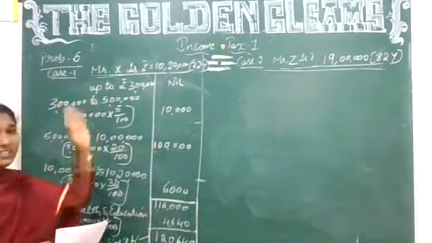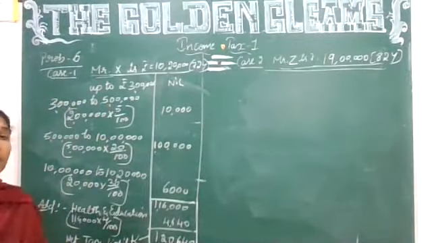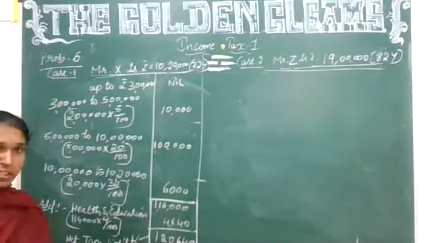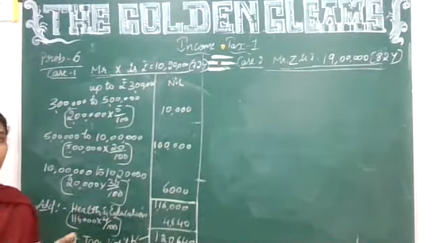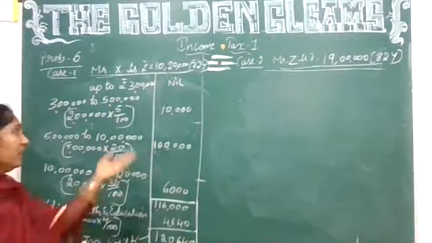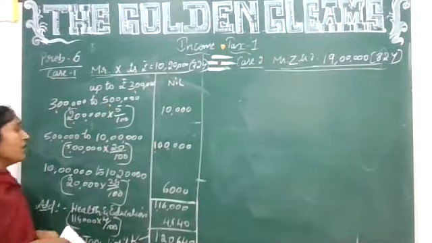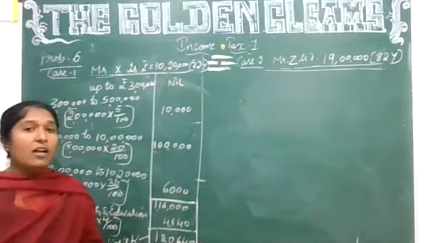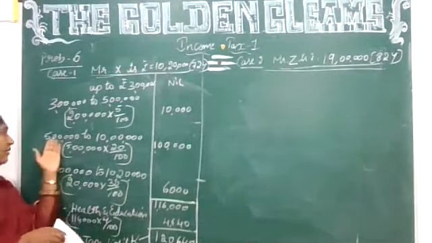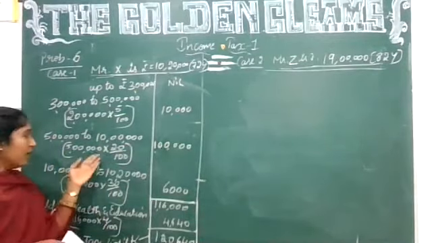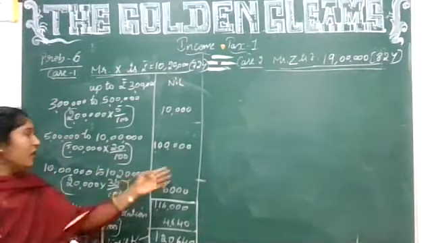Up to rupees 3 lakh is nil. The next one is 3 lakh to 5 lakh, 5% we're going to calculate. 5 lakh minus 3 lakh is 2 lakh, into 5 divided by 100, 10,000. The next one, 5 lakh to 10 lakh, 20% we're going to calculate. 10 minus 5 is 5 lakh, 5 lakh into 20 divided by 100, 1 lakh.